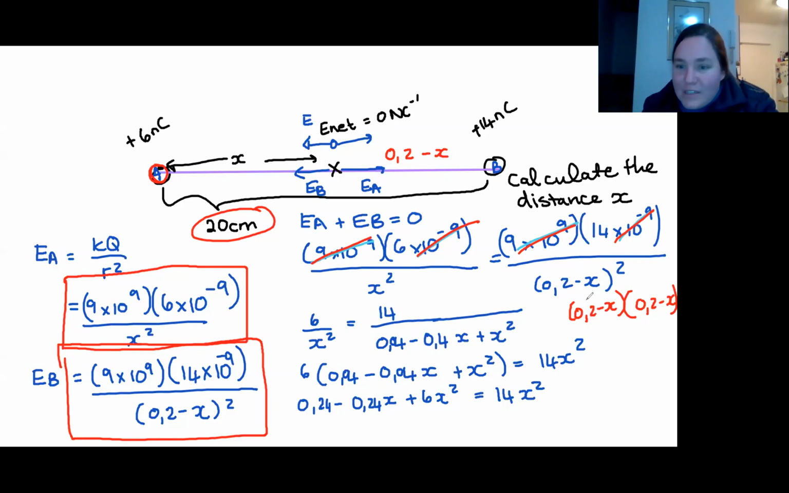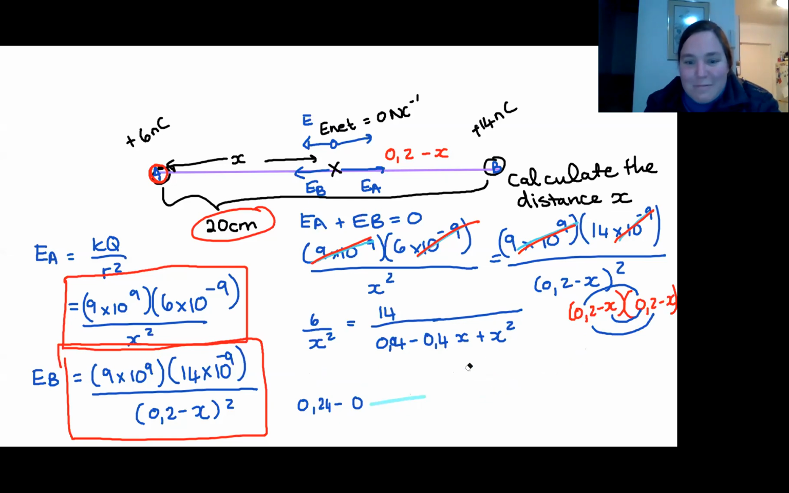Okay, so if I then went and multiplied that out, 0.2 times 0.2 is 0.04. That gives me negative 0.2. That gives me negative 0.2. Yay. Okay, thank you. I knew I was making a silly mistake and it wasn't giving me the right answer. So carrying on from here, we then would have the 6 being multiplied by that. So that's 0.24 minus 2.4x plus 6x squared is equal to 14x squared.